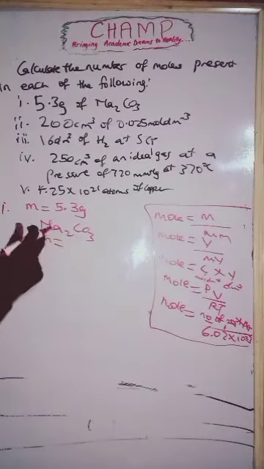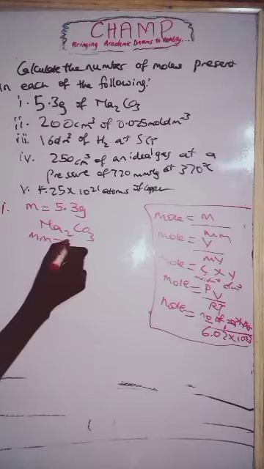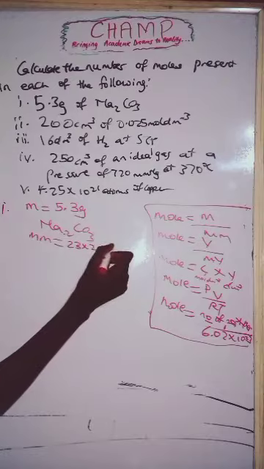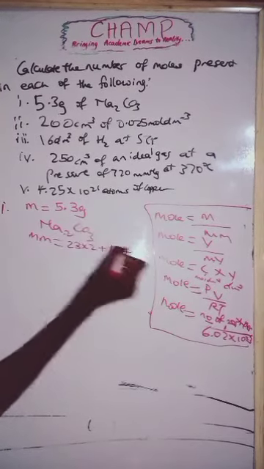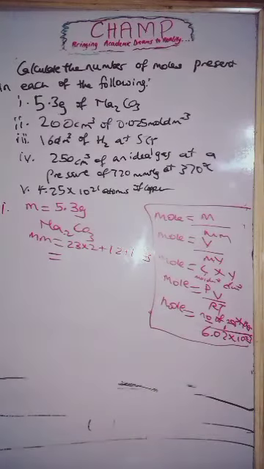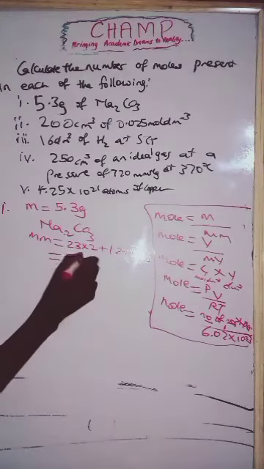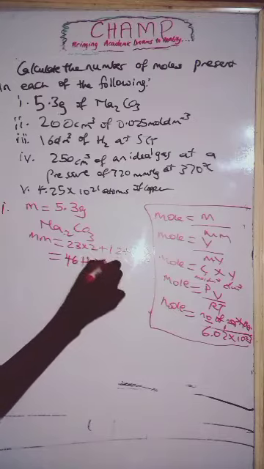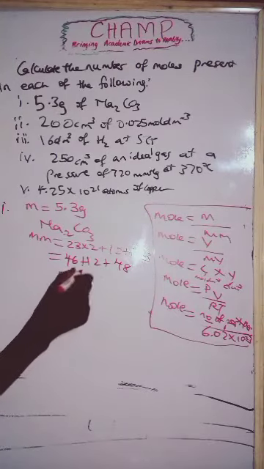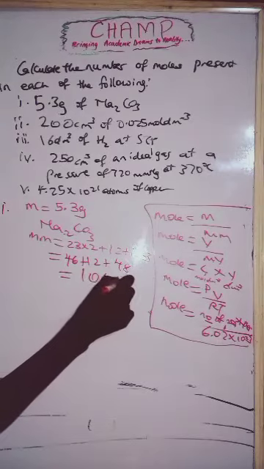Molar mass is what? Na is what? 23 times 2 plus, what's carbon? 12. What's oxygen? 16 times 3. 23 times 2 is what? 46 plus 12. 16 times 3 is what? 48. If you add it up, you are going to have 106 gram per mole.